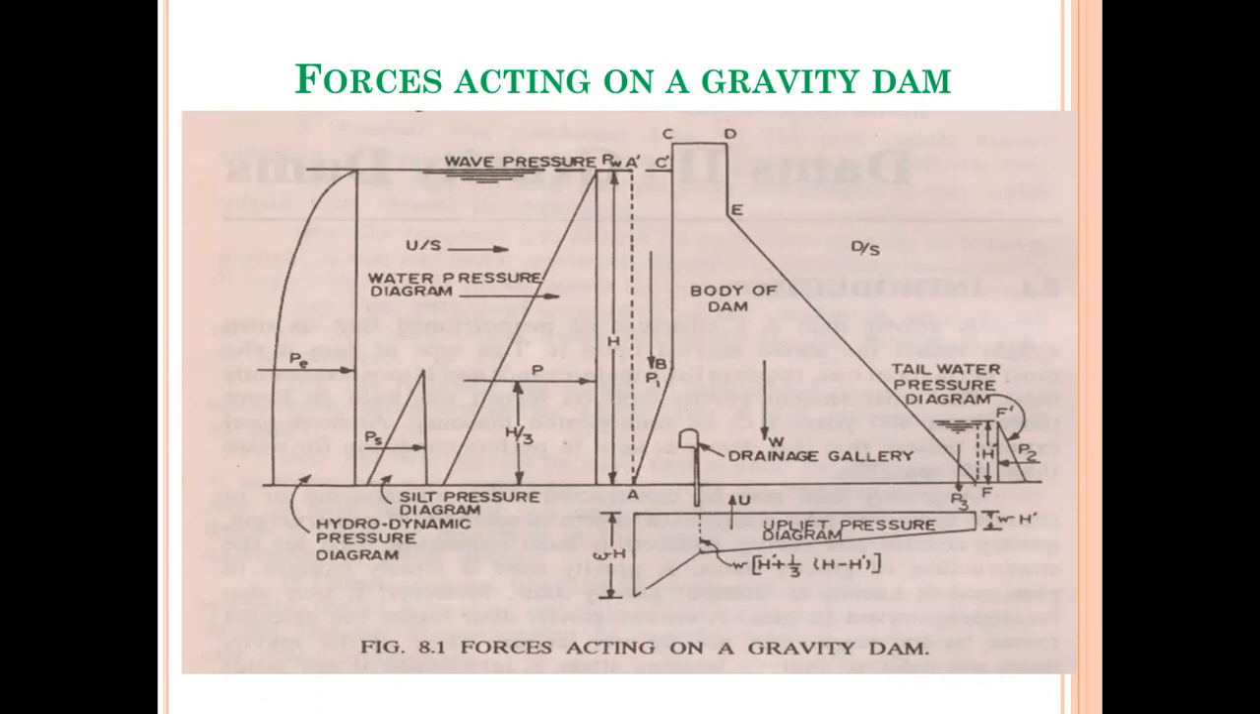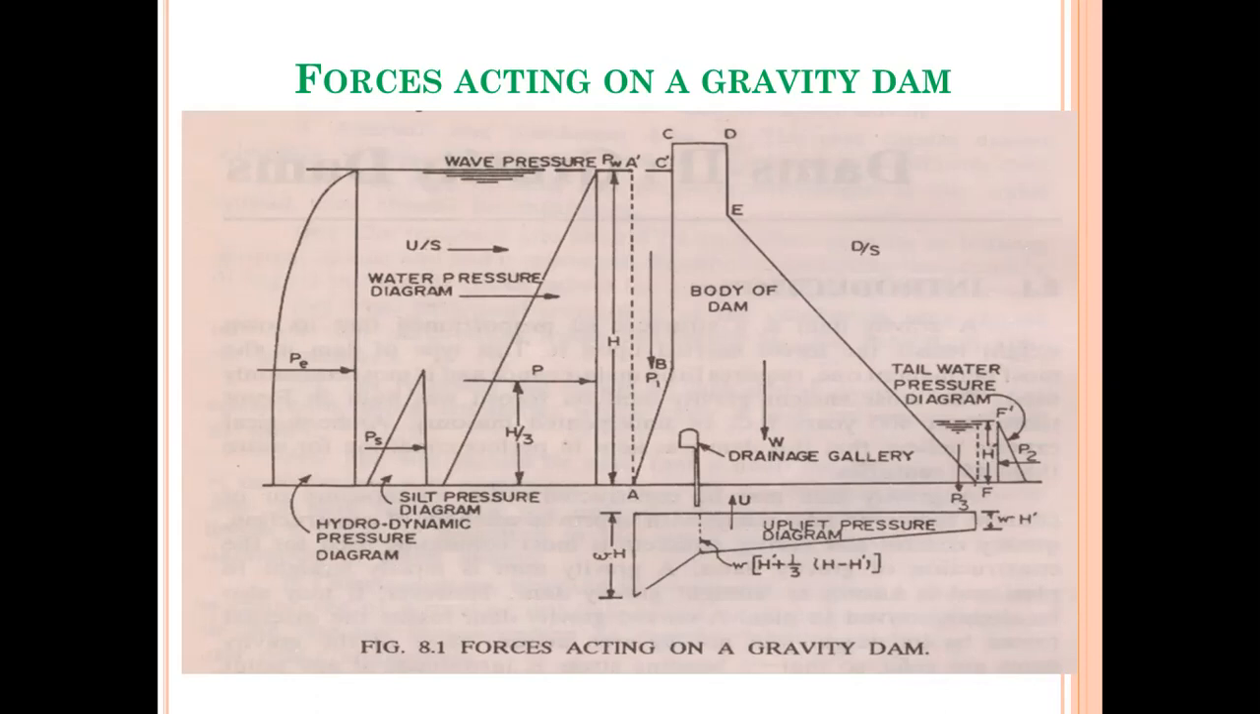And on the downstream side also, similarly, the height is represented with H dash. H dash represents the water pressure. Second one is the dam weight. A, B, C, D, E, F is the dam. It represents the cross section of the dam. So the dam weight acts vertically downwards because weight is due to gravitational force.